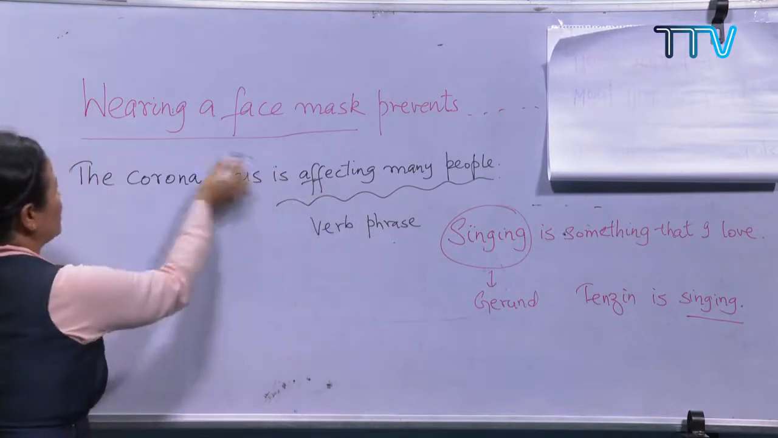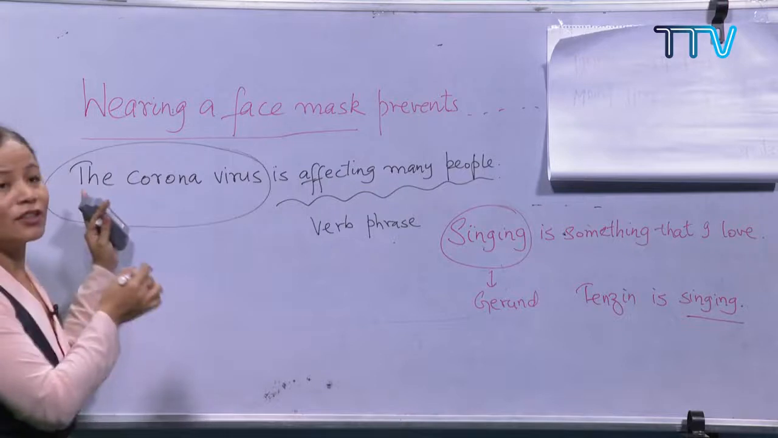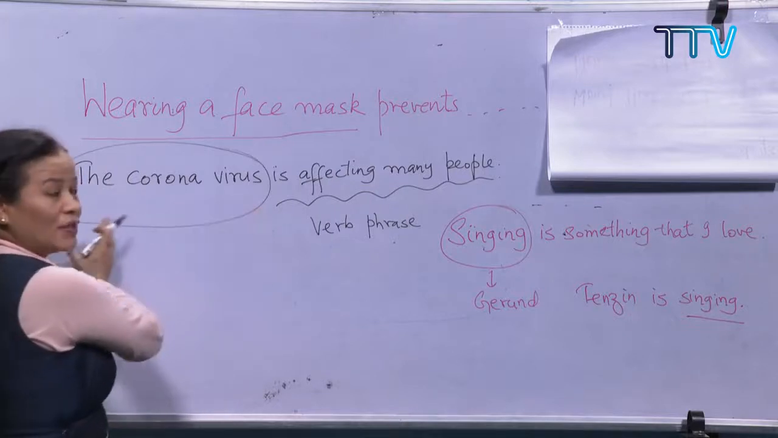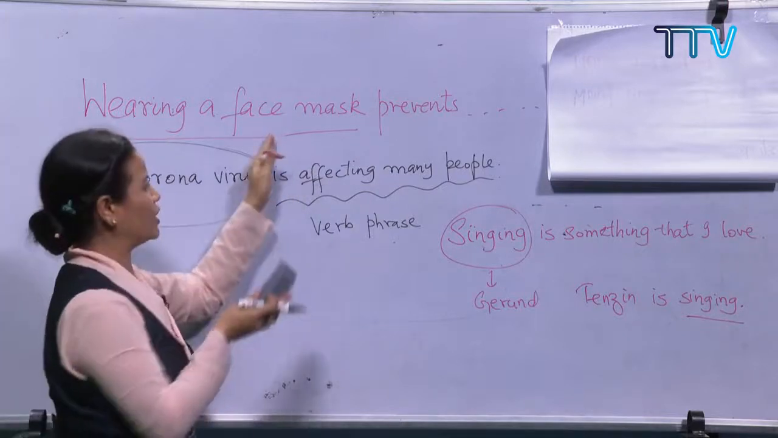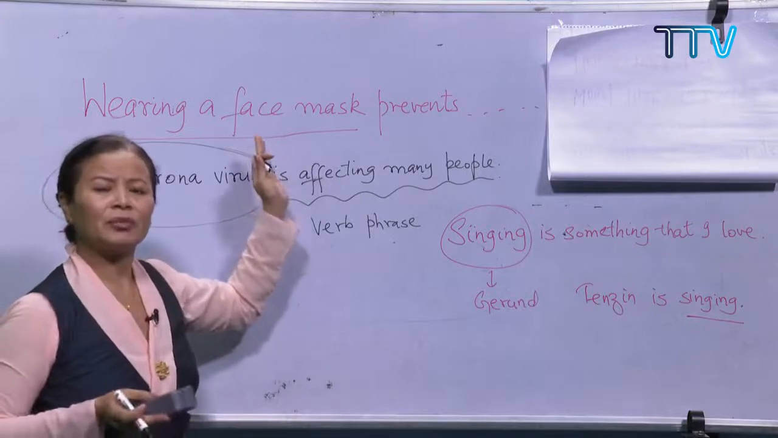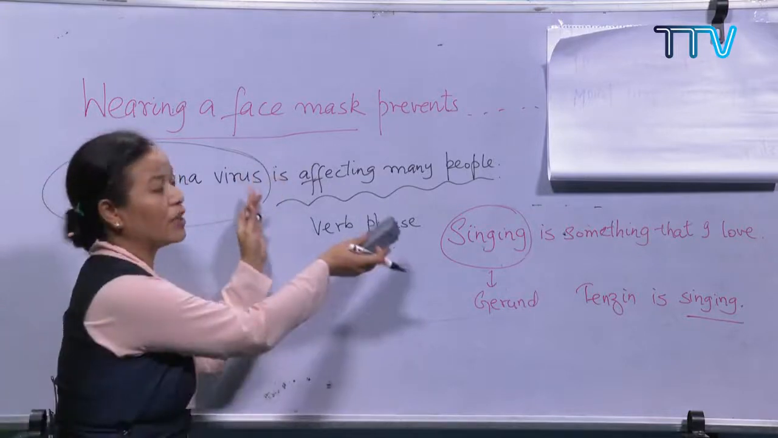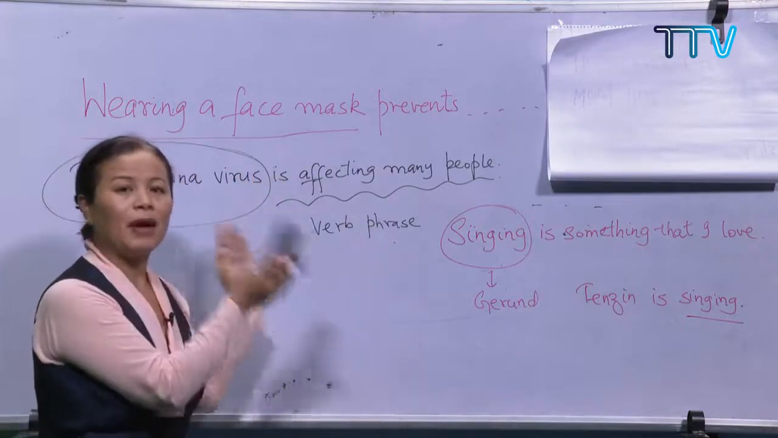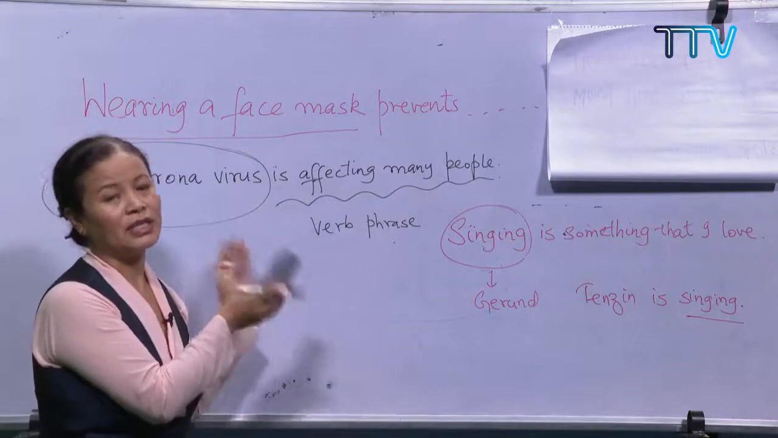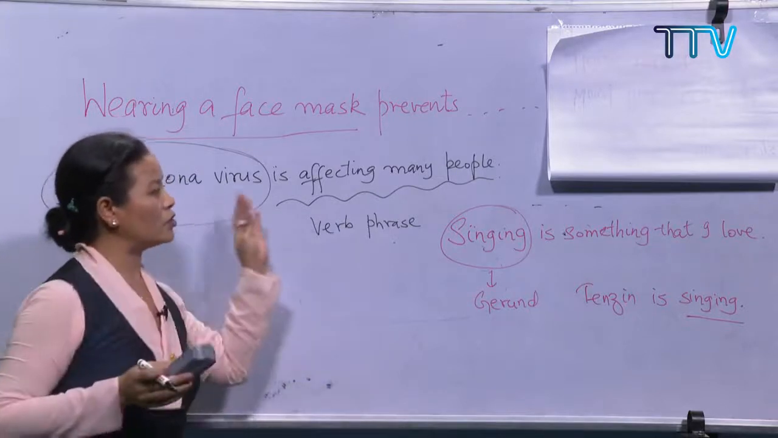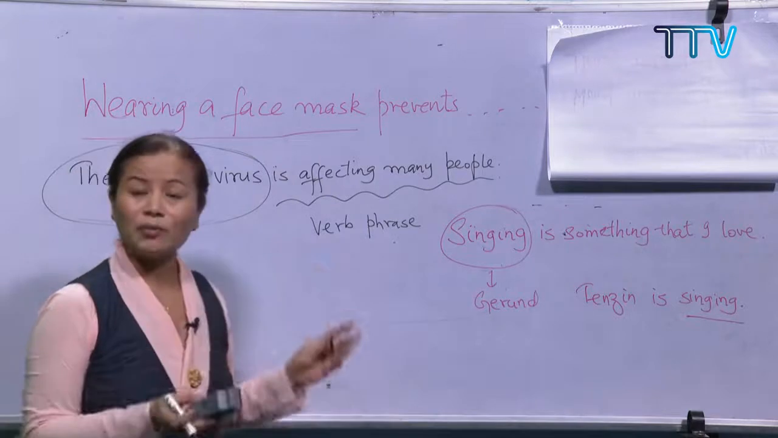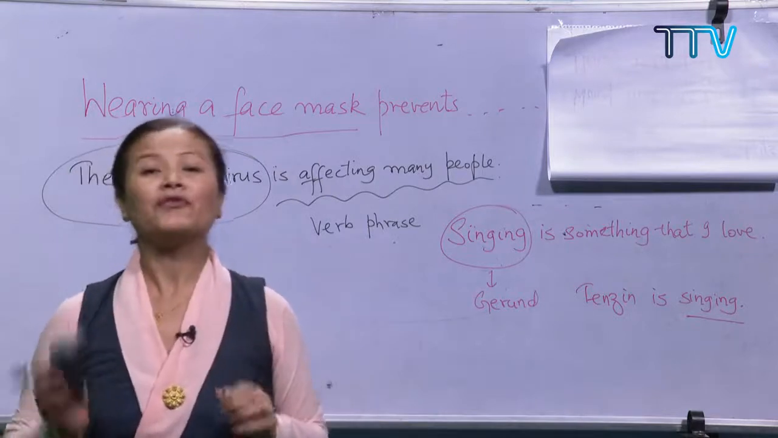But if we remove the coronavirus from the sentence, then it cannot stand alone. Is affecting many people is not a complete sentence. It's only a phrase. So a phrase is a part of a sentence, right? It's not a complete sentence. So in order to understand a sentence, it's very important that you learn about phrases.